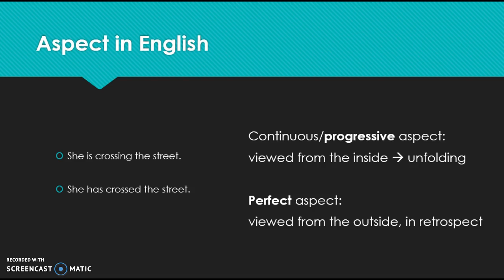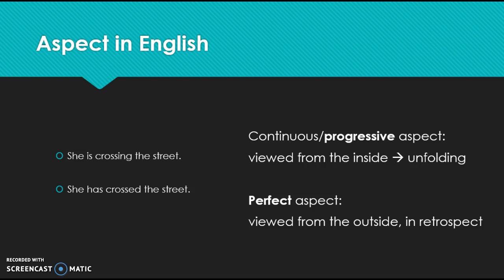You could also put that in the past tense. She was crossing the street. And even though it's in the past tense, the event is unfolding in that sentence. If you picture it, even if you say she was crossing the street, she would still have to be between the curbs. She couldn't have made it to the other side yet.